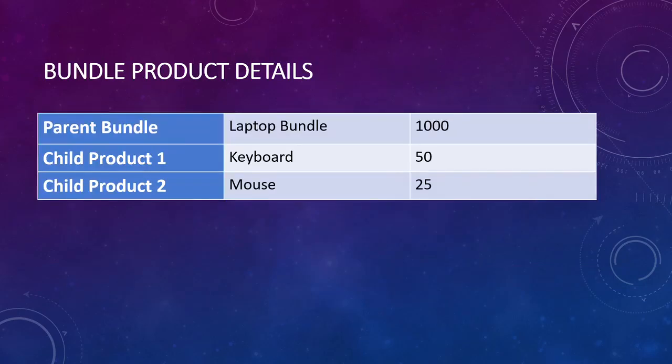The parent product is a laptop bundle priced at $1,000, which includes two child products, a keyboard $50 and a mouse $25. I am also going to add some selection and quantity restrictions during the bundle configuration. Let's jump into the system.